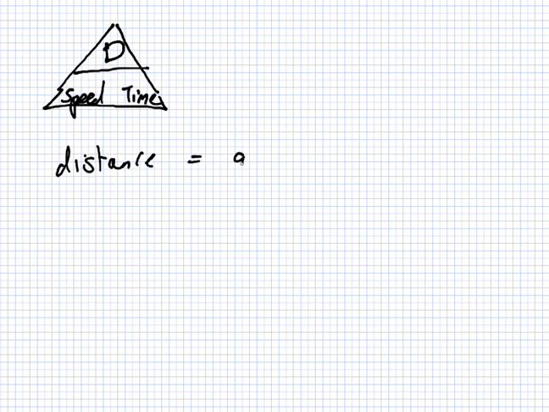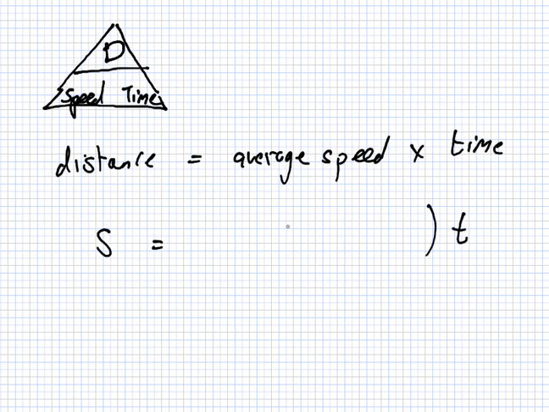So if I want distance, that's equal to average speed multiplied by time. So what letter represents distance? S. And what letter represents time? T. Now, what's average speed?